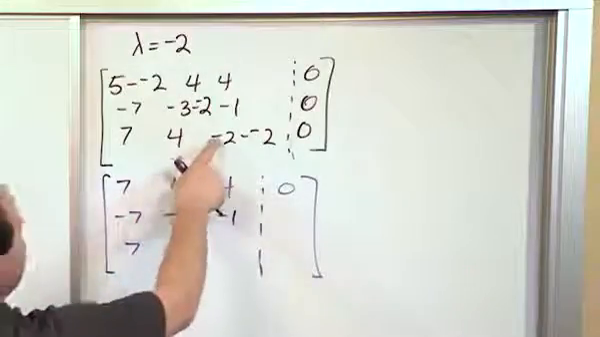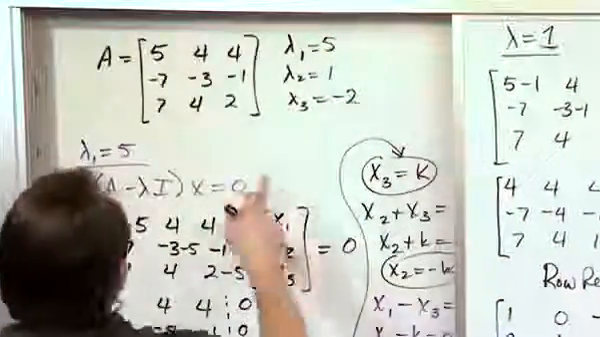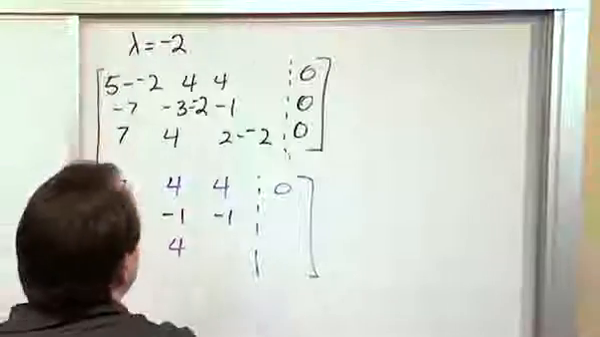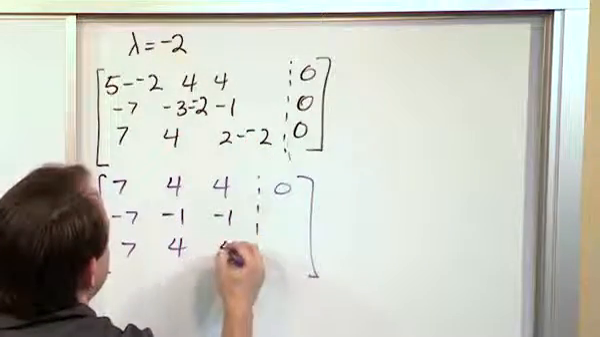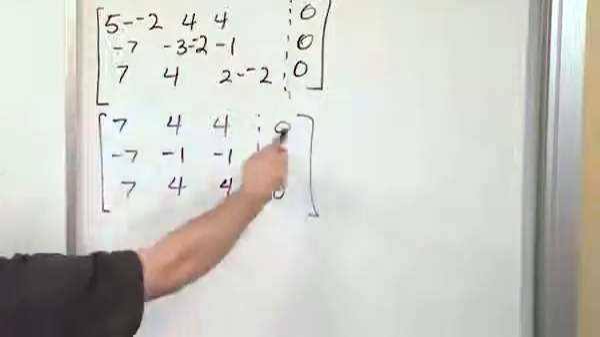Now I made one small mistake. This is not a negative 2 here. That's a positive 2. If we go back to our original matrix, we had a positive 2 there. I just got a little bit carried away here. So it should be 2 minus a negative 2, which should give you a 4 down here. Let me double check this matrix is correct. 7, 4, 4, negative 7, negative 1, negative 1, 7, 4, 4. That's right. All right, so then we try to solve this.